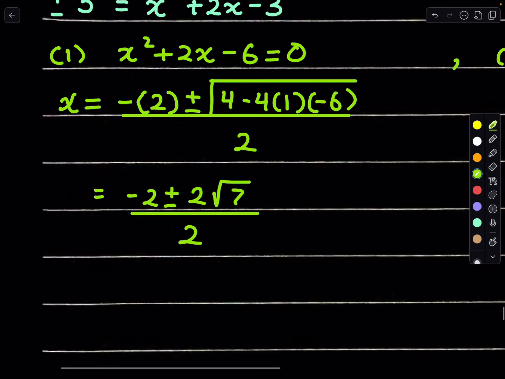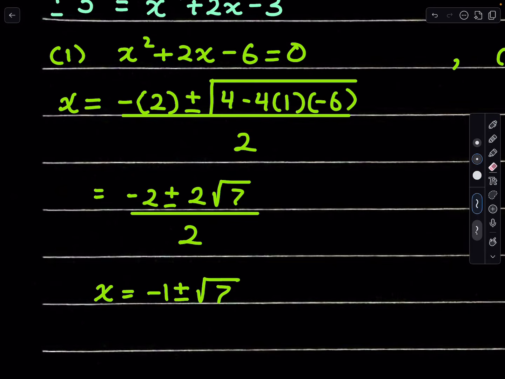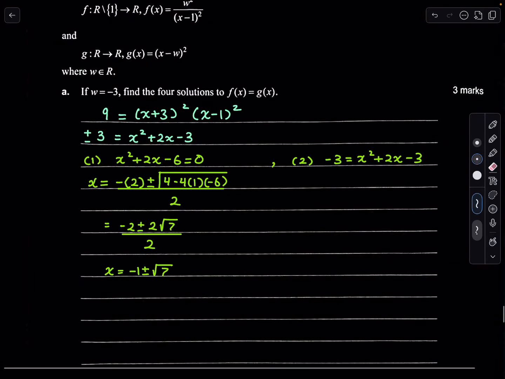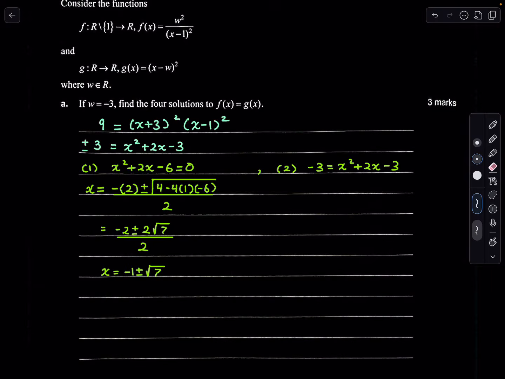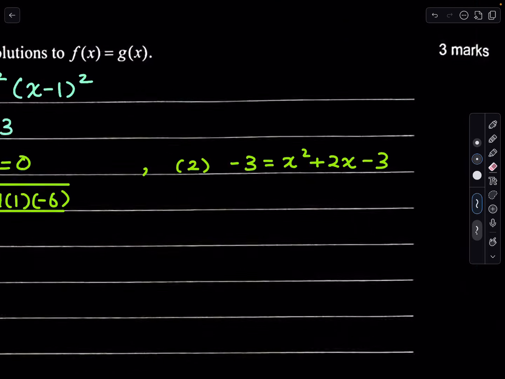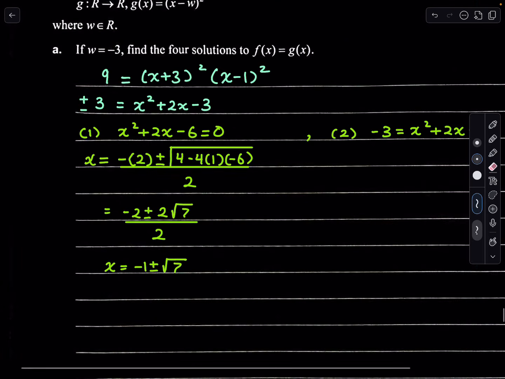And so can you see how the 2's can cancel out? So it'll be negative 1 plus or minus root 7, because these all can cancel out. And those are already 2 solutions. Do you see that? Perfect. Do we have any restrictions? Nah. Those are already 2 solutions. We also have to solve this one.